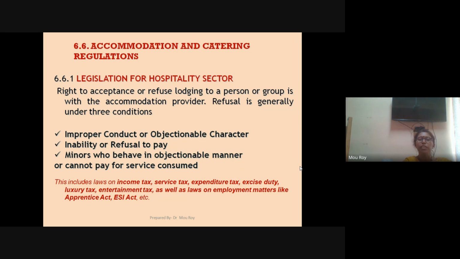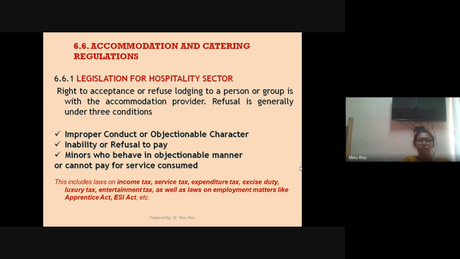There is also different legislation for the hospitality sector. This includes laws on income tax and service tax. Whenever you go to any hotel, you have service tax, expenditure tax, GST, excise duty, luxury tax, and entertainment tax. There are a lot of taxes, as well as laws on employment matters, like the ESI Act. There is also a different unit on that. When you are working in any hotel or tourism organization, you should know about the ESI Act and the benefits you will be providing, which we'll go into in detail.